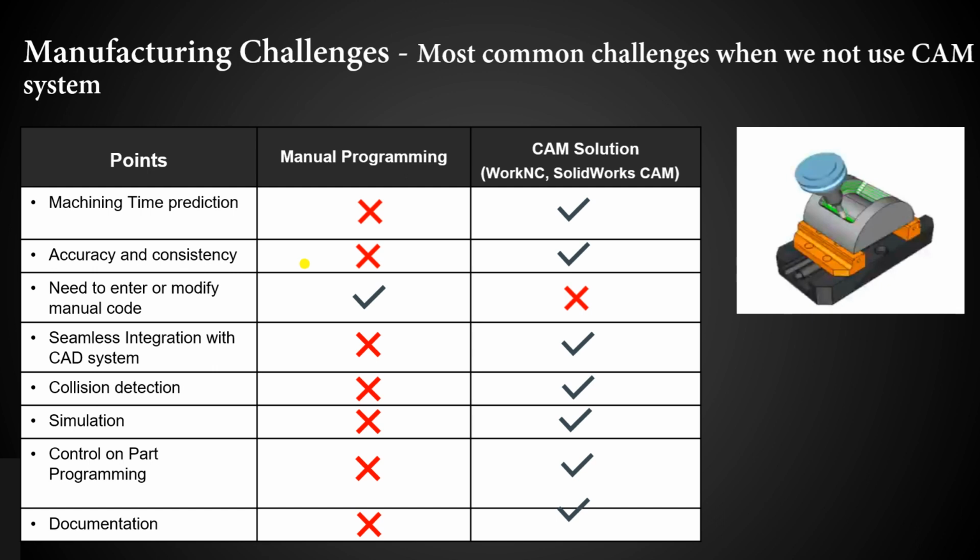Next is whether there is any need to enter or modify manual code. In a manual program, we always have to write safety codes, and if we have to modify our programs, like we have to cut our toolpaths below 50 mm or 55 mm, there is more complexity. But in a CAM solution, we only have to click 2 or 3 buttons, then our whole code is automatically modified according to our stock.